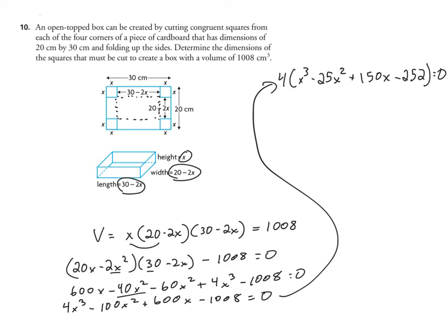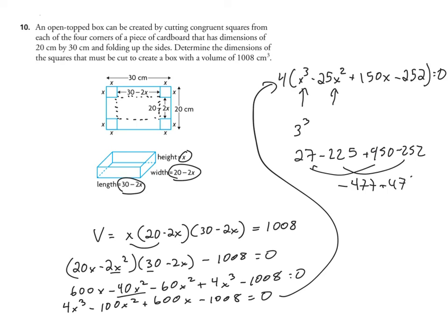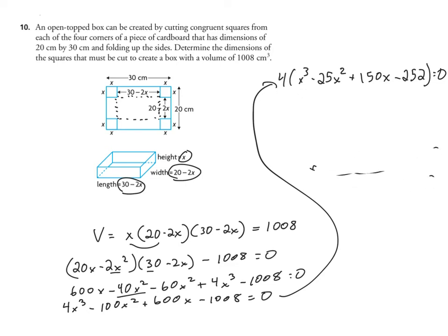All right, let's try some numbers. Let's try 3. So 3 cubed is 27. 3 squared is 9. 9 times 25, so 225. So minus 225 plus 450 minus 252, and so you got negative 477 and positive 477. Yeah, that equals 0. All right, so x equals 3 works. Let's factor out the x equals 3.